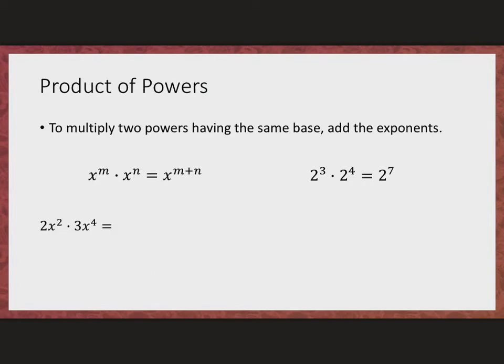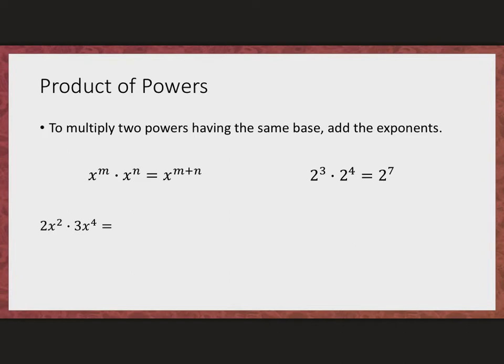The product of powers property occurs when you're trying to multiply two powers that have the same base. So the base x in both of these. When they have the same base and you're multiplying them together, you will add their exponent values. So as an example, 2 to the third and 2 to the fourth both have a base of 2. Even though their exponents are different, that's okay. We're going to add them together. 2 to the third times 2 to the fourth is 2 to the seventh.